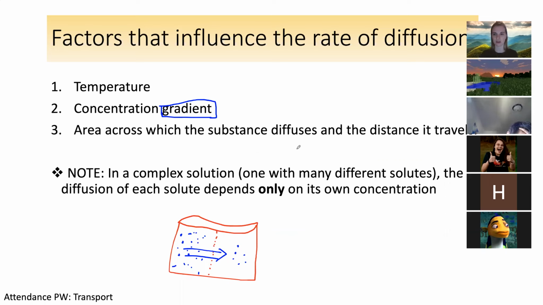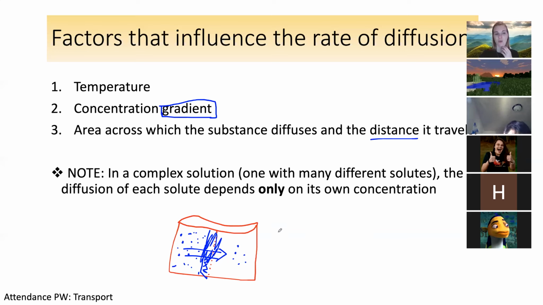And then there's the area which it has to cross. If this membrane was really thick, I know it's the wrong color, but that's okay, we'll just make it a really thick membrane, it would take longer for those things to get through. Or if the cell was huge, it's going to take a long time for something to get from one side of it to the other. So the distance that it has to travel is really important.